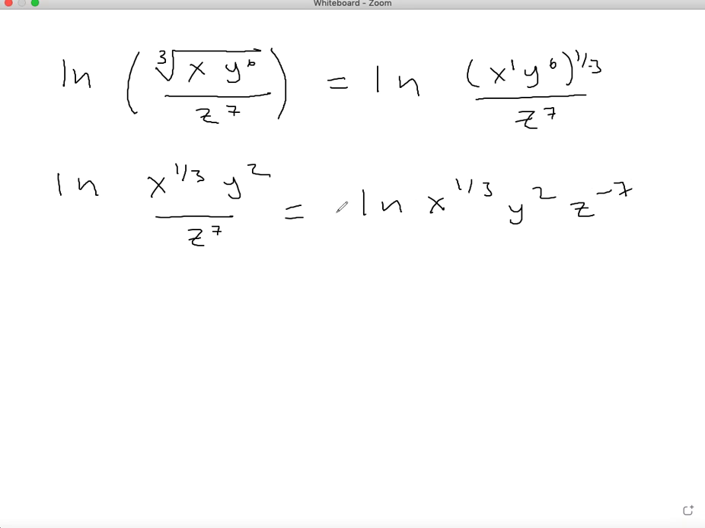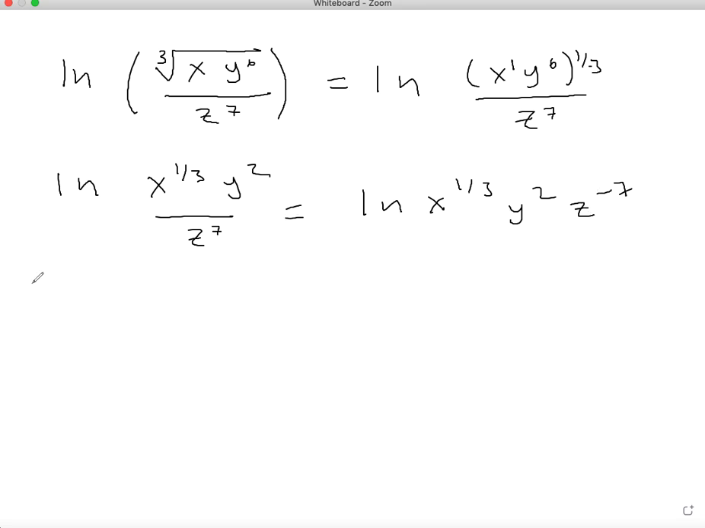This one's positive, so it's a plus. This one's positive, so it's a plus. This one's negative, so it's a minus. So anything out of the numerator comes down as a positive exponent. Anything from the denominator has to be a negative exponent. That's the only way it can get up there.